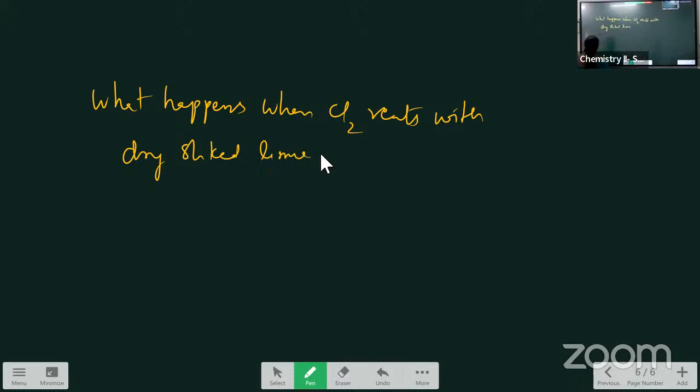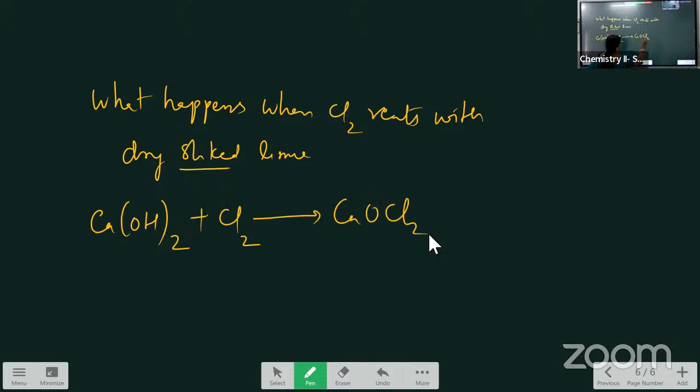Write down the question. What happens? Very important. What happens when Cl2 reacts with the dry slaked lime? So what is slaked lime? Slaked lime is calcium hydroxide. So calcium hydroxide reacts with Cl2 to give CaOCl2, plus water.